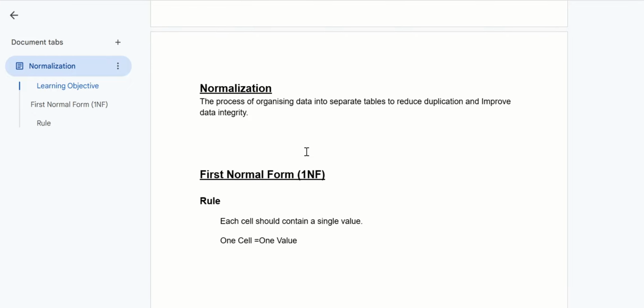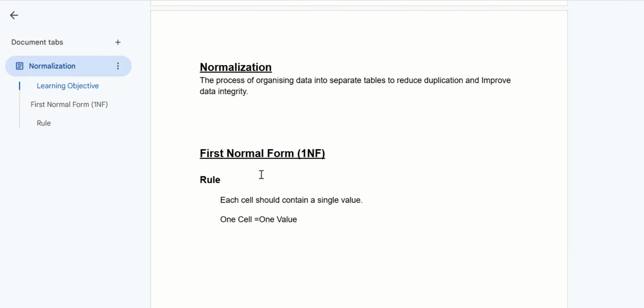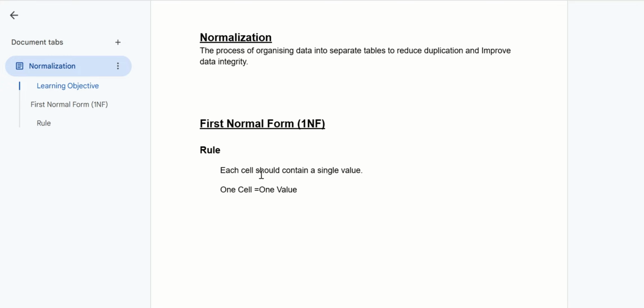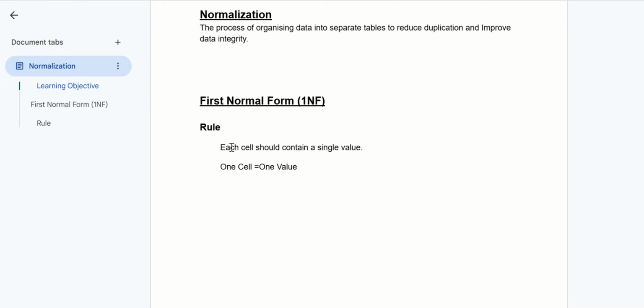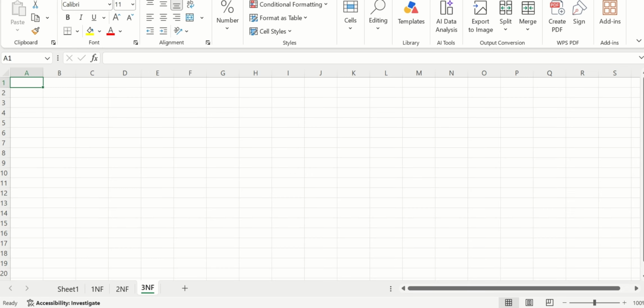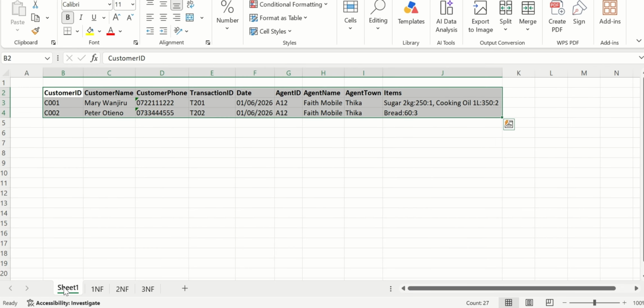So let's start with the first one, which is first normal form. First normal form has a rule here. This is the rule of first normal form, where each cell should contain a single value. Each cell should contain a single value. So let's see practically how we can apply this.